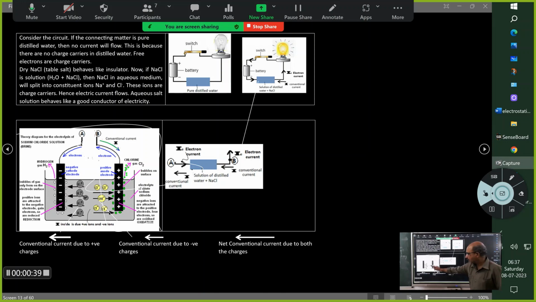And you can see the negative charges, chlorine ions, are moving in this direction. The conventional current due to chlorine is again in this direction. Now the net conventional current is this current plus this current. It is in this direction. Clear? Okay.